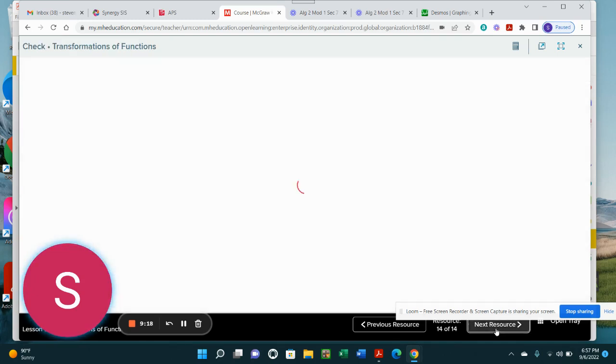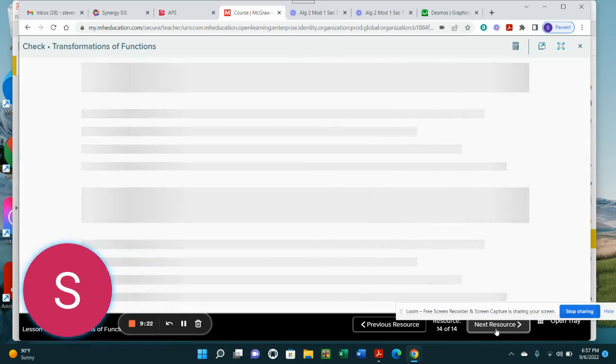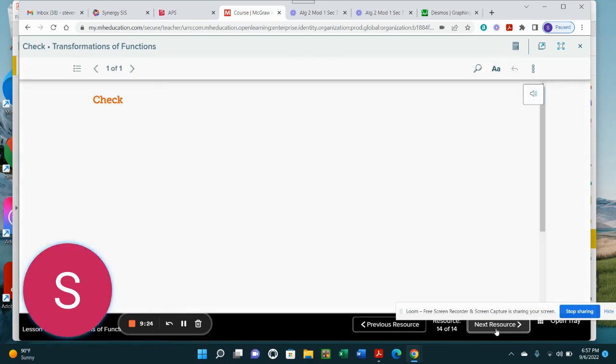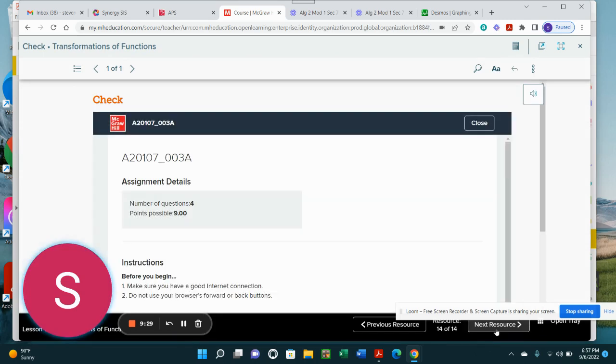So now you're going to go in and do your transformations of functions. Don't worry about the names of anything. Just worry about the graphs or the equations that we're graphing. In those particular cases, that's what I want you to learn and get out of this particular section.